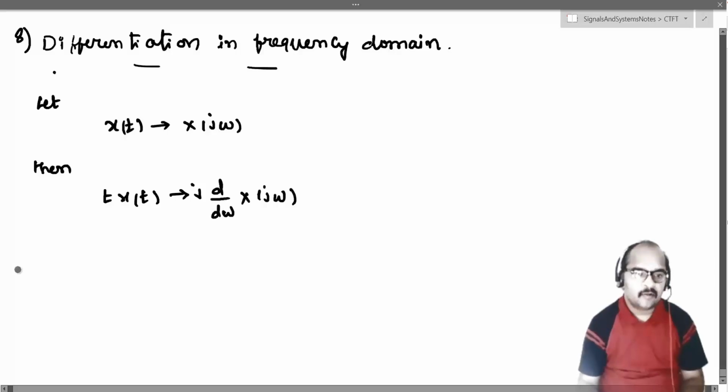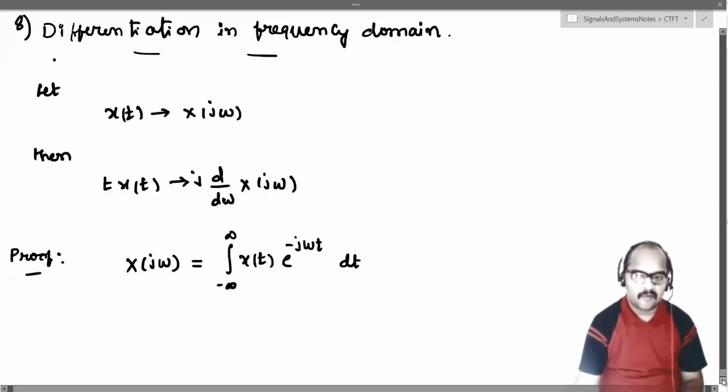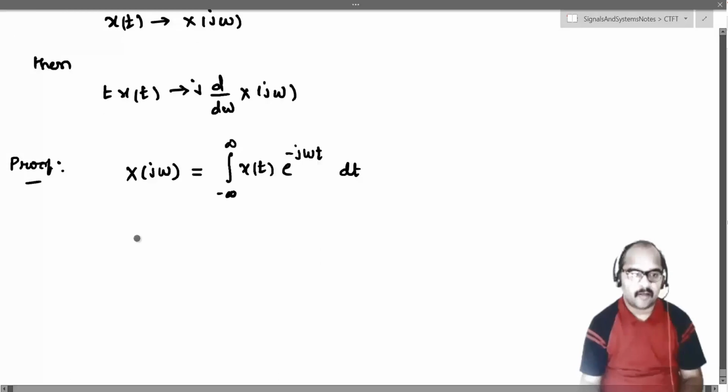Okay, so let us prove this. It is a one step proof. So we take the analysis equation, which is given by x of j omega equal to integral minus infinity to infinity x of t e power minus j omega t dt. Now let us differentiate this. So let us see what happens.